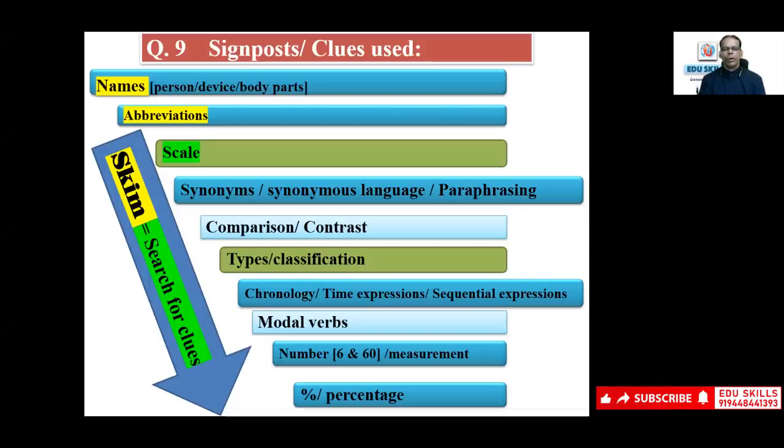So always in your discussions, I hear you saying "percentage." That is wrong. 90% is wrong. 90%, P-E-R-C-E-N-T. Okay. And this is what you have to skim for. These are the basic things.